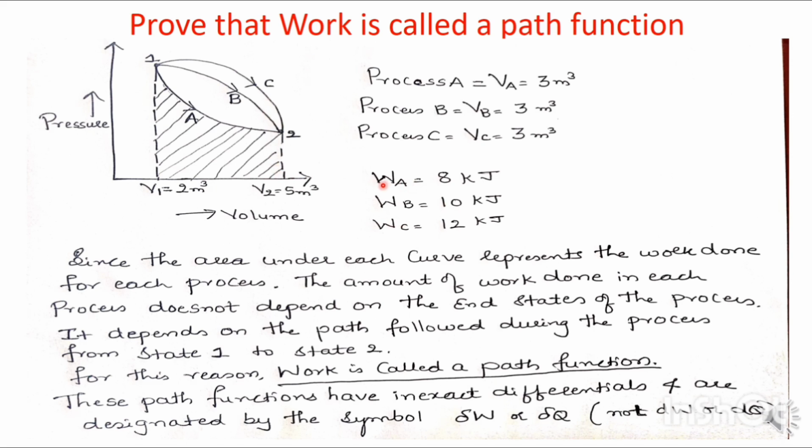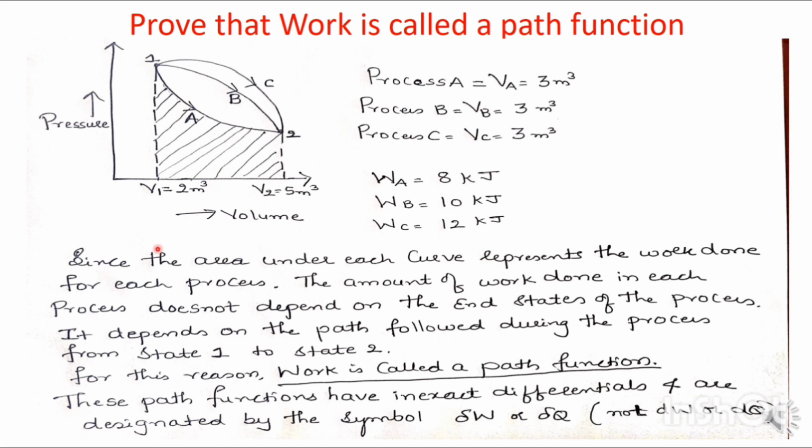So roughly I have written here, the work done during process A is 8 kilojoules. Similarly, the work done during process B is 10 kilojoules. Similarly, the work done during process C is 12 kilojoules, because the area under each curve represents the work done for each process, and the areas under the curves are different. They are not the same here.